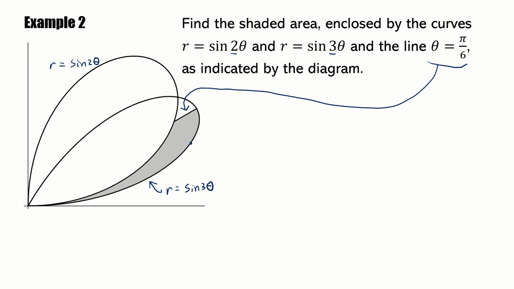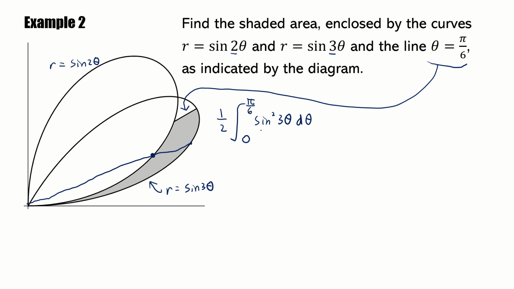If you take any point over the interval that we're going to be integrating over, every point on that curve is further away from the pole than the corresponding point on r equals sine of 2 theta. So therefore, if we want to find this shaded region, we're just going to have to do the polar integration of sine of 3 theta, so that's half lots of the integral of sine squared 3 theta. We're starting with this curve because it's the one that's further away from the pole, and integrating with respect to theta, and the limits are going to be from 0 to pi over 6.